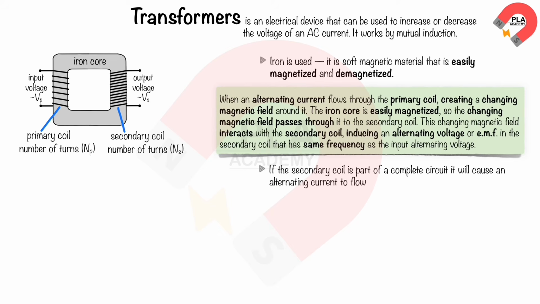Transformers will not work with DC, because it creates a steady magnetic field that does not interact with the coil and induce an EMF. There are two types of transformers, the step-up and step-down transformers.